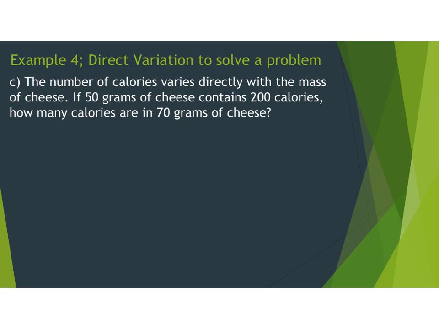The number of calories varies directly with the mass of the cheese. If 50 grams of cheese contains 200 calories, how many calories are in 70 grams of cheese? So the number of calories varies directly as the mass of the cheese. So if there are 200 calories, the mass is 50. So we need to find our K, divide by the 50, and K equals 4.